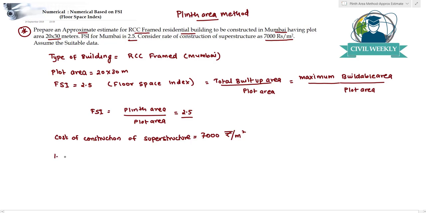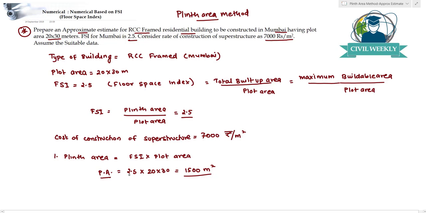So the first step will be the calculation of plinth area. Here we are calculating the plinth area using FSI into plot area, using this particular equation. So plinth area will be equal to plot area into FSI. FSI which is given to us is 2.5 and plot area is 20 by 30. If we calculate this equation, it works out to be 1500 meter square. So the plinth area is 1500 meter square.